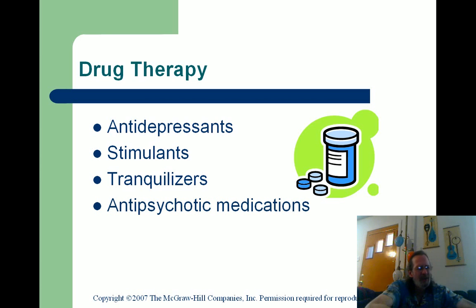Again, if your doctor wants to put your kid on these kinds of things, go see a psychiatrist. If your psychiatrist wants to put your kids on these sorts of things, go talk to another psychiatrist first. Then you might want to do it.